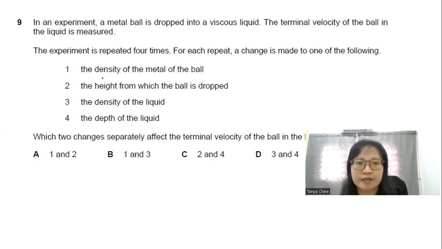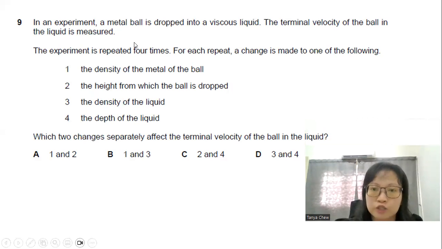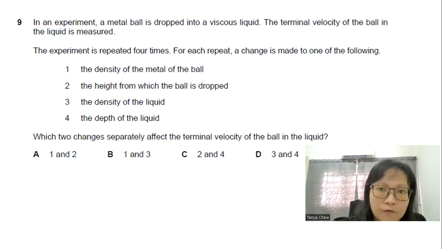The next one, in an experiment, a metal ball is dropped into a viscous liquid. The terminal velocity of the ball in the liquid is measured. The experiment is repeated 4 times. For each repeat, a change is made to one of the following. First, density of metal of the ball. Second, the height from which the ball is dropped. Third, the density of the liquid. And fourth, the depth of the liquid. Which two changes separately affect the terminal velocity of the ball in a liquid?